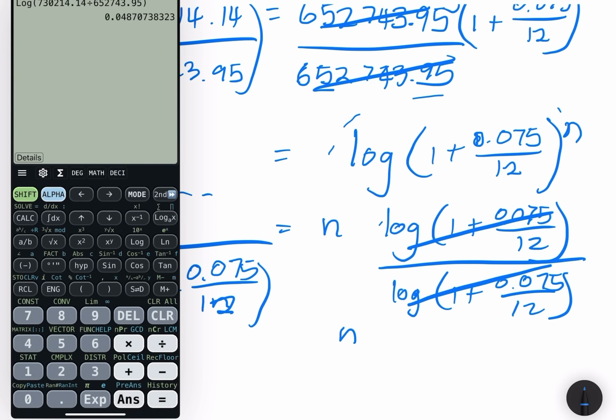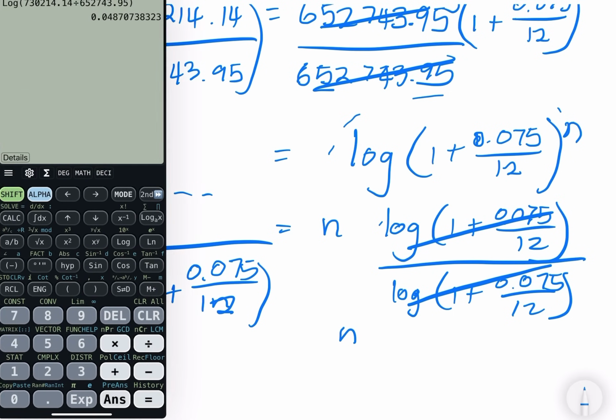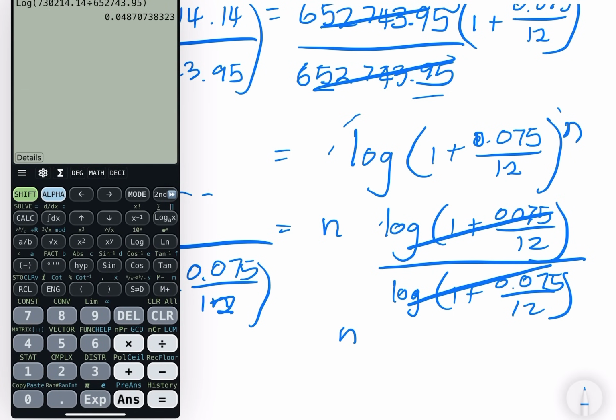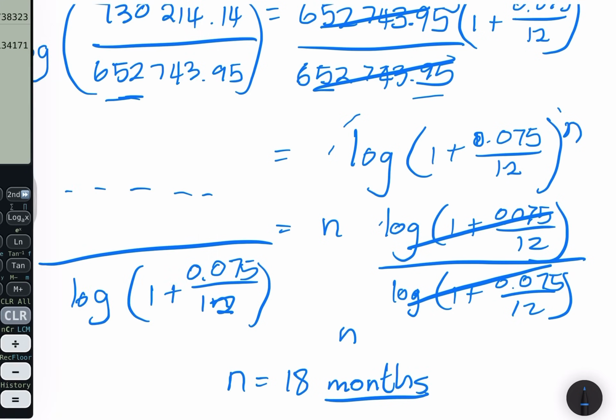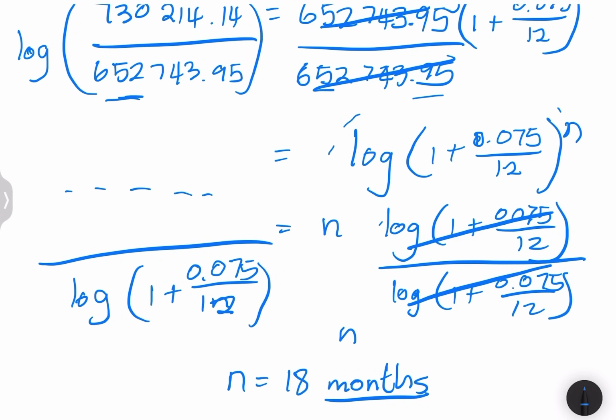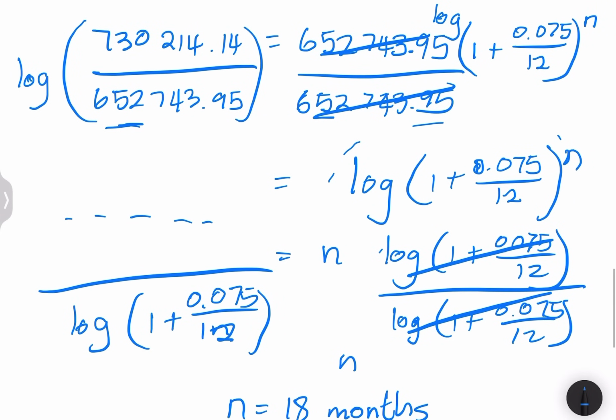Okay, so we get that amount, and now I'm going to divide that whole thing by the log of 1 plus 0.075 divided by 12. Okay, can you see I get a value of 18? So that means that this will be 18 months. It means that it was deposited over a period of 18 months.